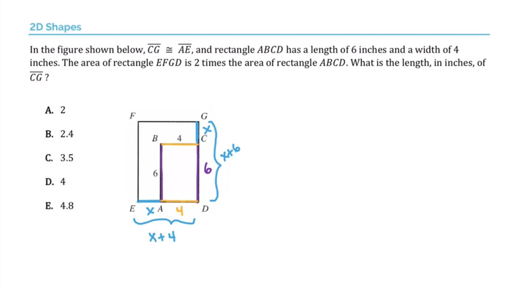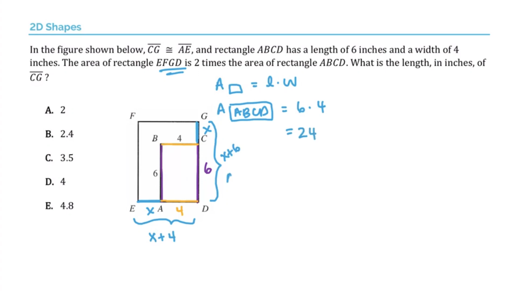All right, now they tell us the area of rectangle EFGD, so the area of the larger rectangle is 2 times the area of the smaller rectangle. Okay, so I'm going to pause for a second and figure out what the area of a rectangle is. Area of a rectangle is length times width. So what's the area of rectangle ABCD? Put a little rectangle around it. It's a length of 6 times a width of 4, which is 24.